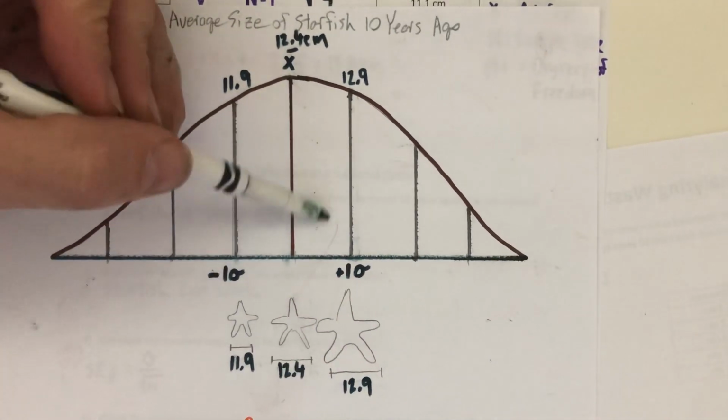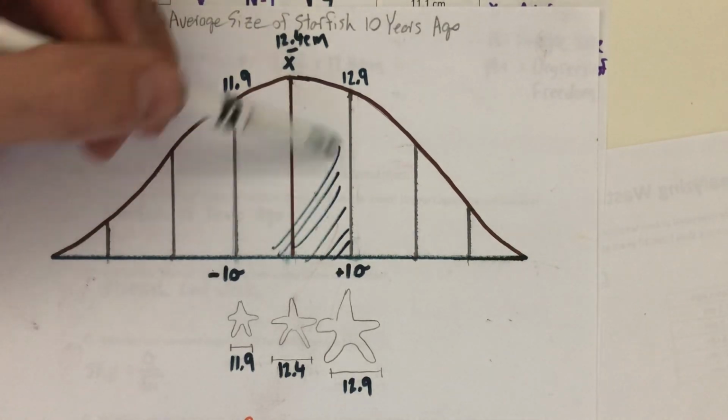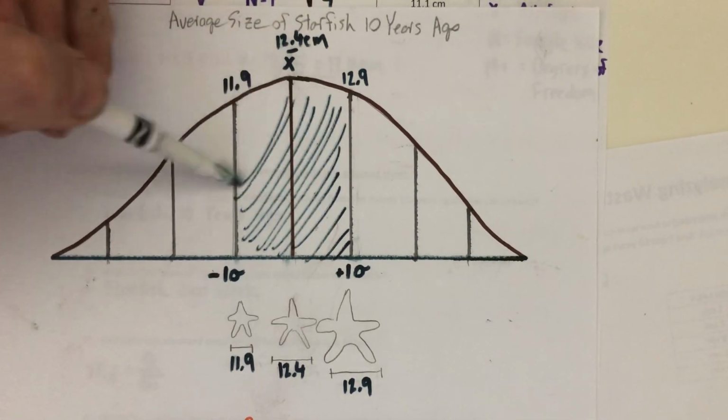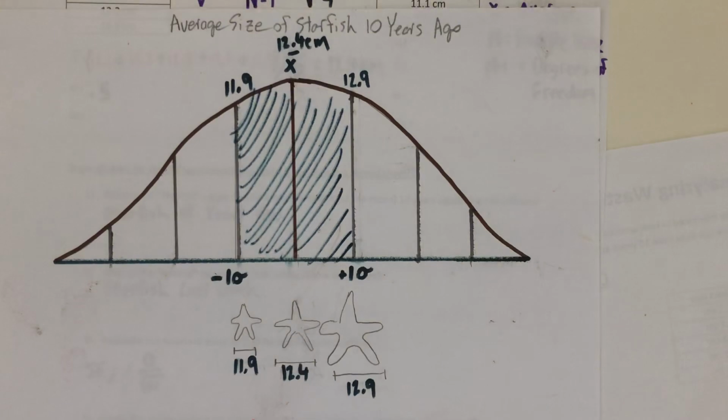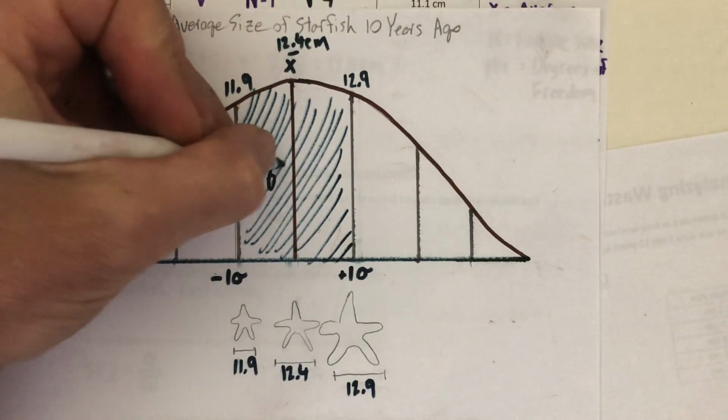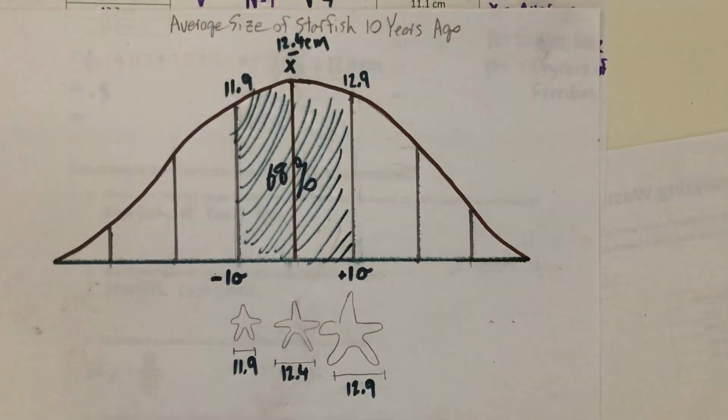So what we're saying is that every starfish that falls in this range is considered normal, and 68% of all of your data should fall in that normal range.